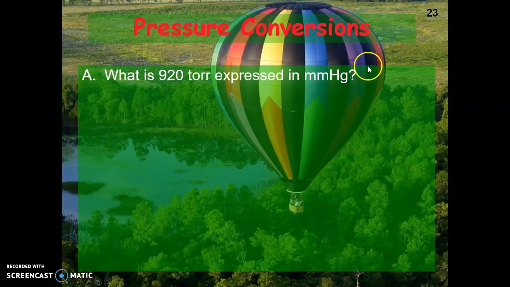All right, torrs to millimeters of mercury. If you look back, you would see that there's torrs and millimeters of mercury. Both are 760, so 920 torrs is 920 millimeters of mercury.